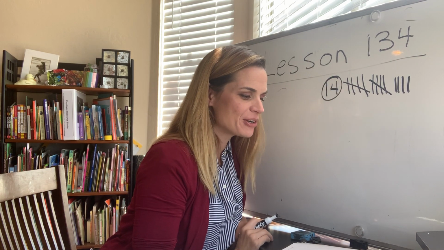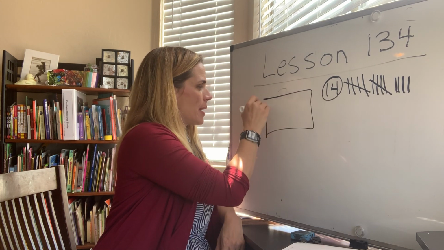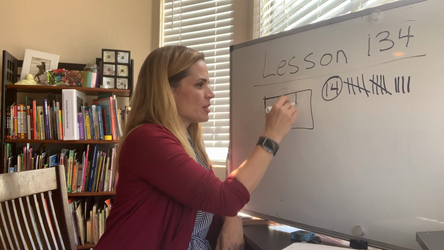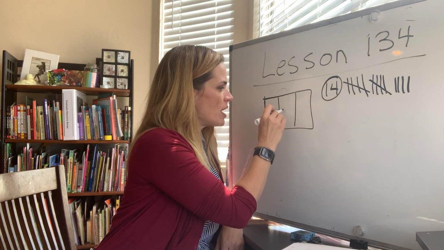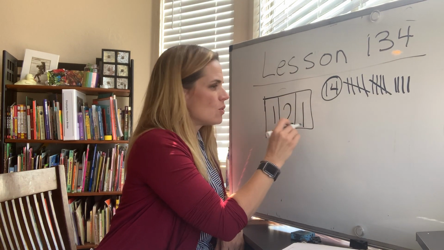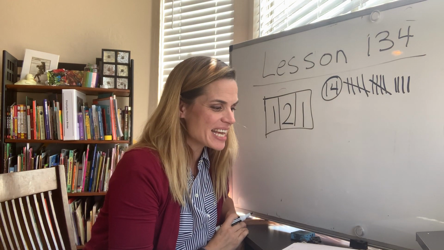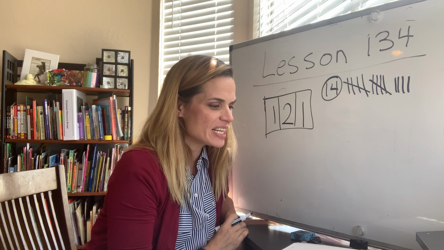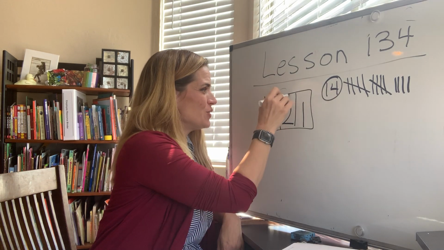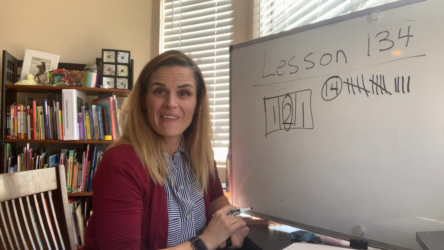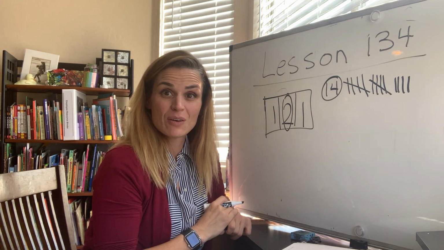So that's 14. Now our number is 121, so I'm going to make a box. 1, 2, 1, just like that, okay? And which number is in the tens place? 2, right, so you'll write 2 on the line: 2 tens, 1 hundred and 1.